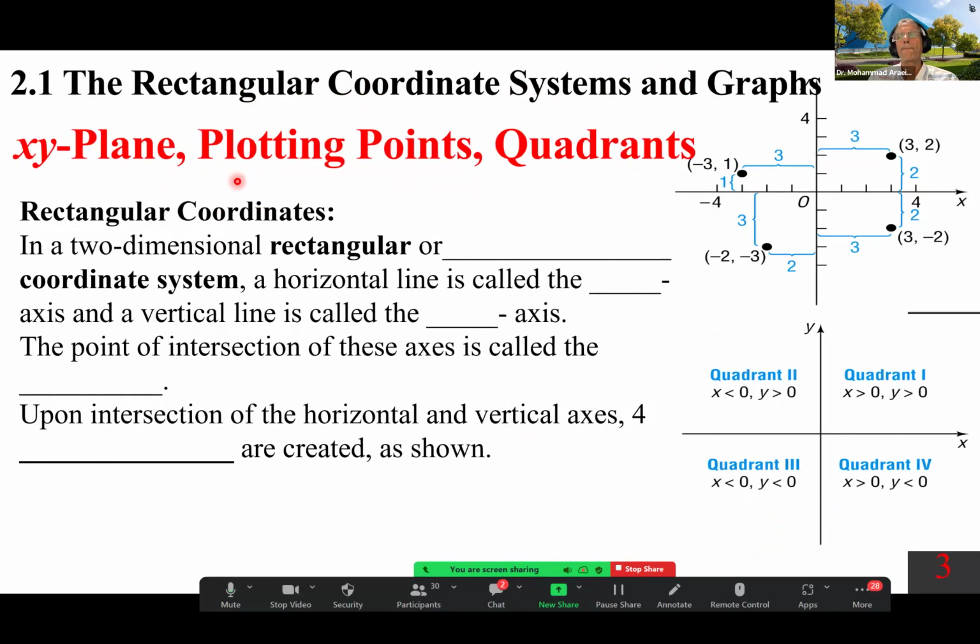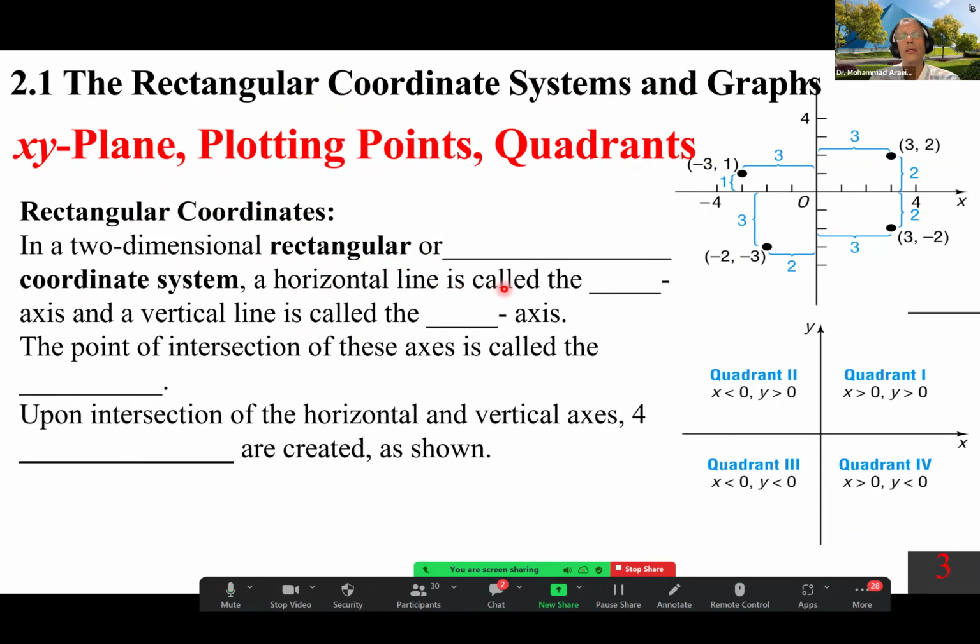Rectangular coordinates, in two dimensions, okay? When you look at this, I hope it comes to mind that this is also known as the Cartesian coordinate system.